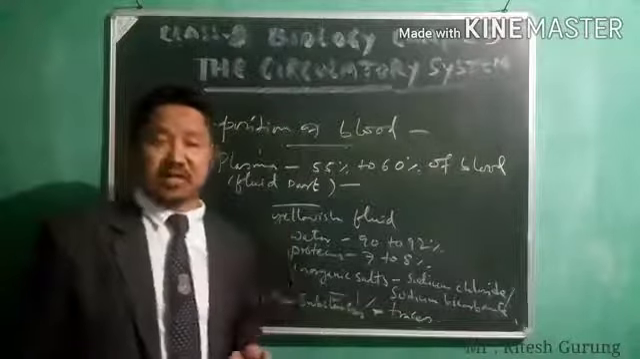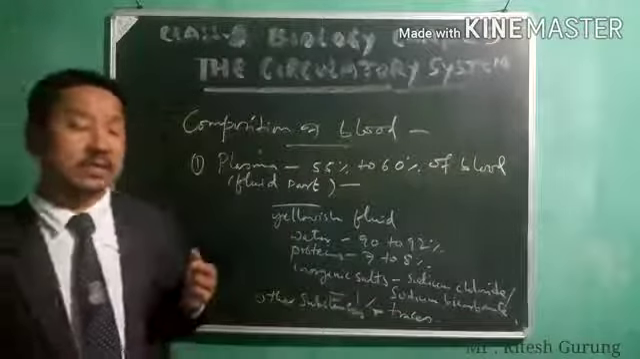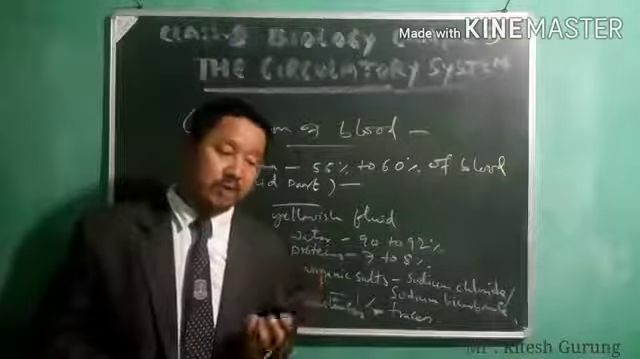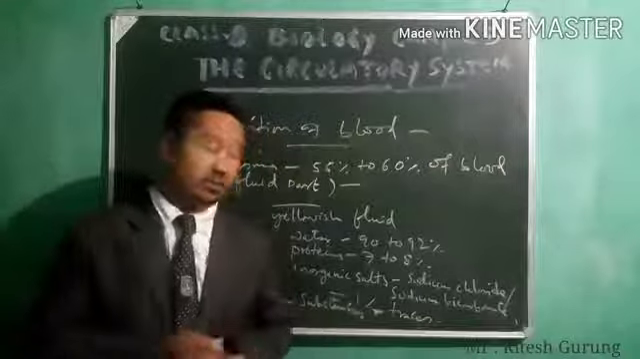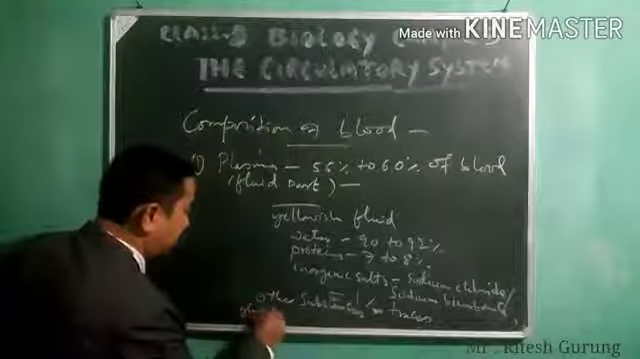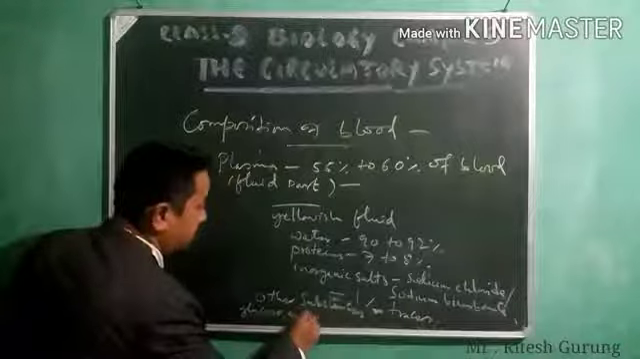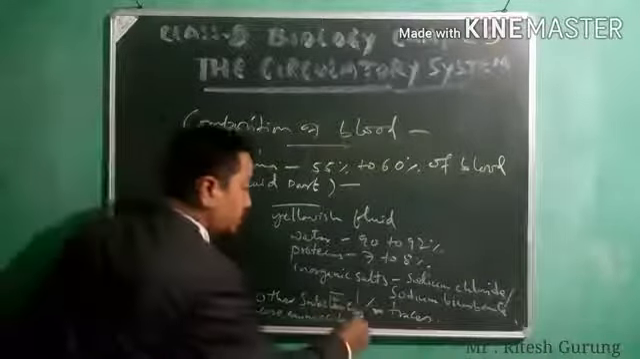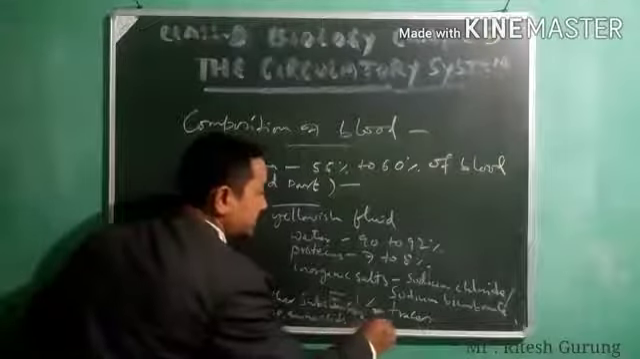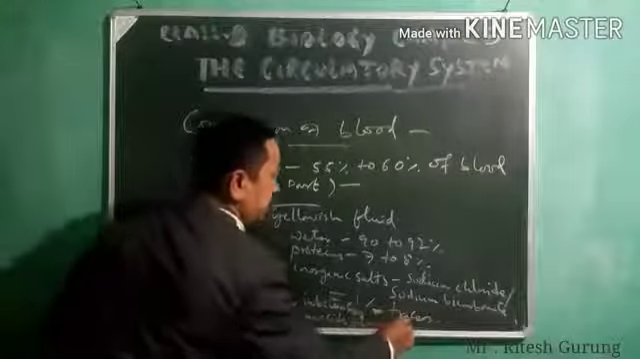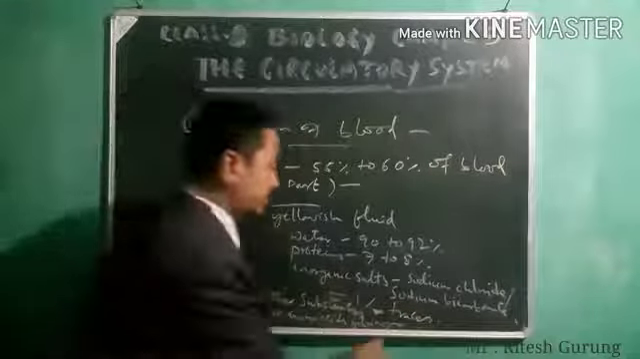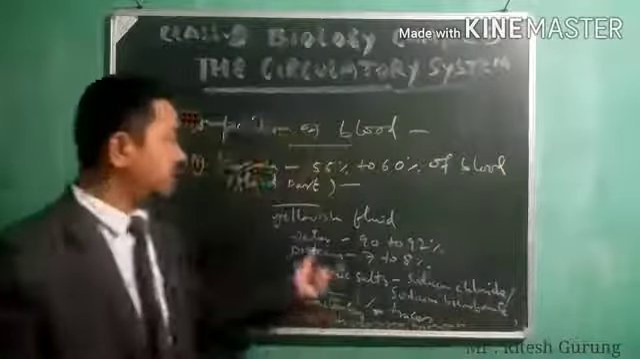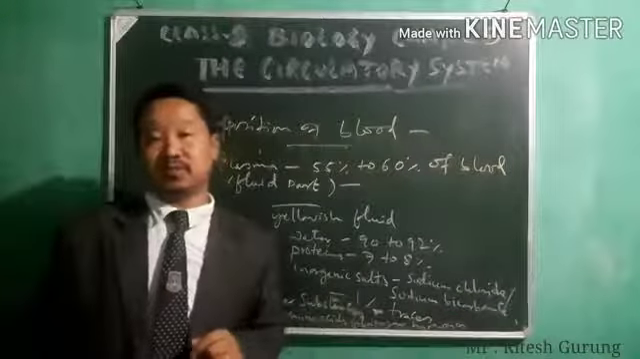So what are the other substances there? Other substances include glucose. You even find amino acids, then proteins like fibrinogen, or even hormones, etc. So these are the things that you find in the composition of plasma.